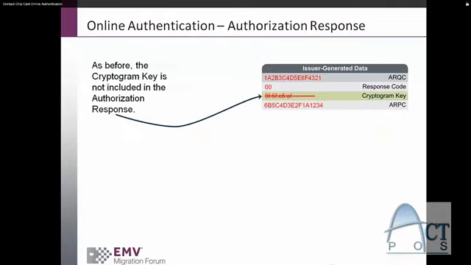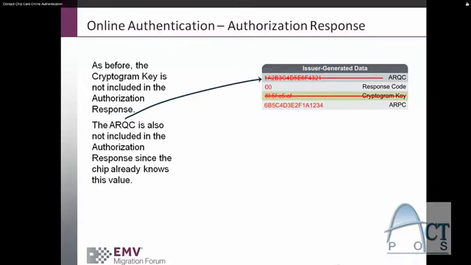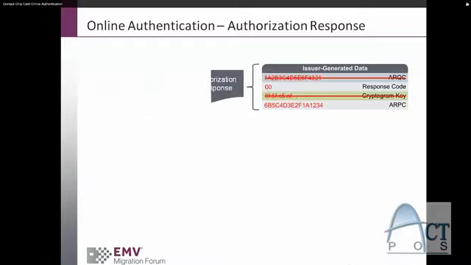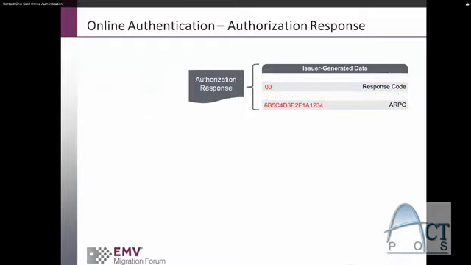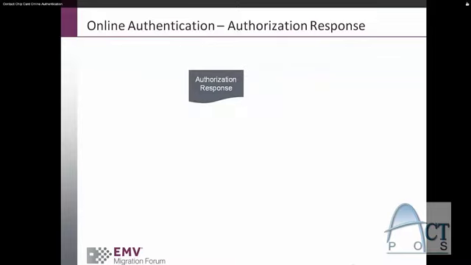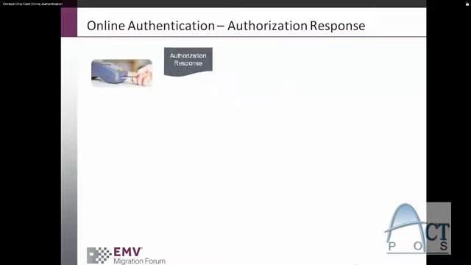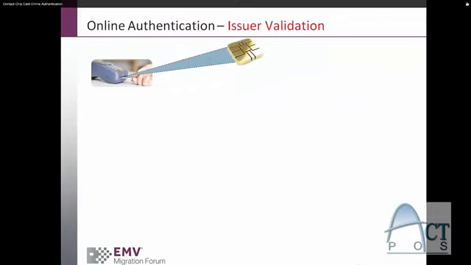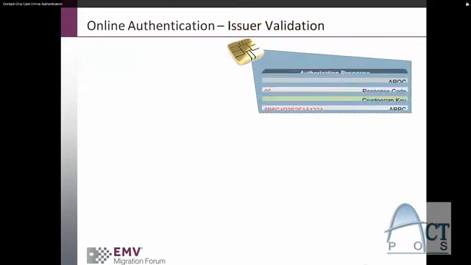At this stage, the cryptogram key is not included in the authorization response. Also, the ARQC is not included in the authorization response. The chip already knows both of those values, so there's no reason to communicate them back to the chip. So they'll be removed, but the remaining data elements will be included in the authorization response, which is then returned to the point of interaction between the chip and the terminal. And at this point, the chip wants to validate the issuer. So let's look at the data that the chip received.